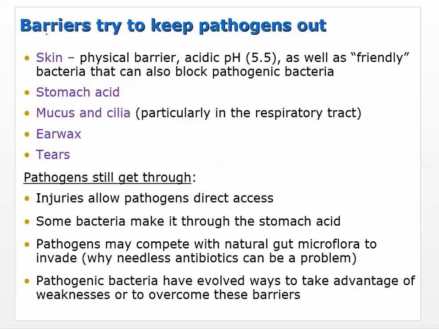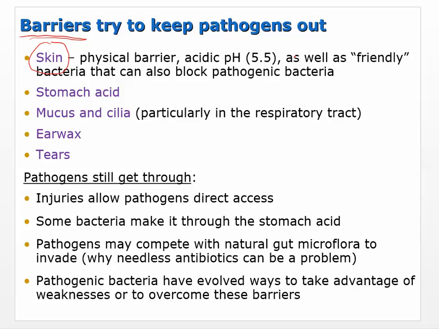Okay, so how are we going to keep these things out of us? The first line of defense is always barriers. We just try to prevent them from ever getting in. So the skin is a big one. Skin is a physical barrier. It's slightly acidic. It has lactic acid that moves out in sweat and things like that, and that keeps the pH a little bit lower.